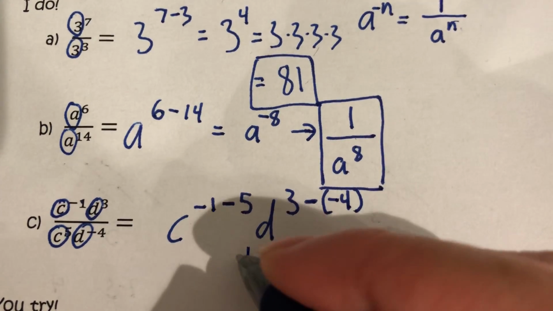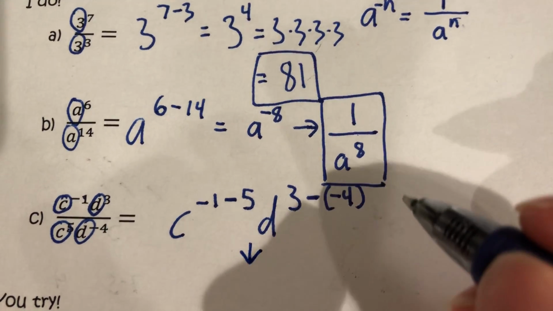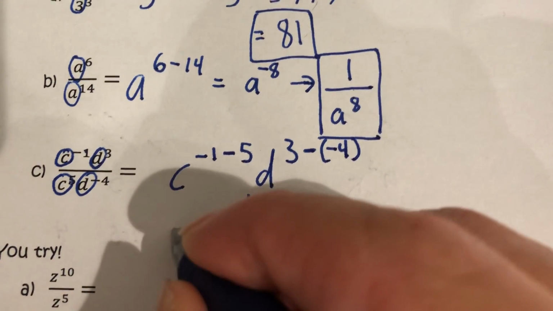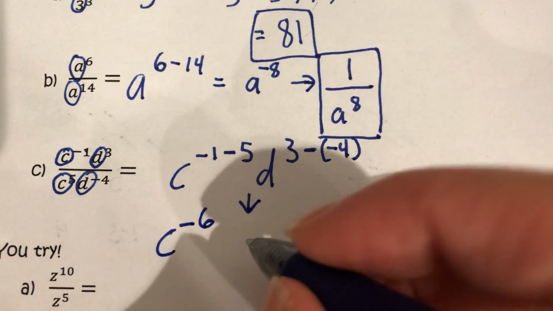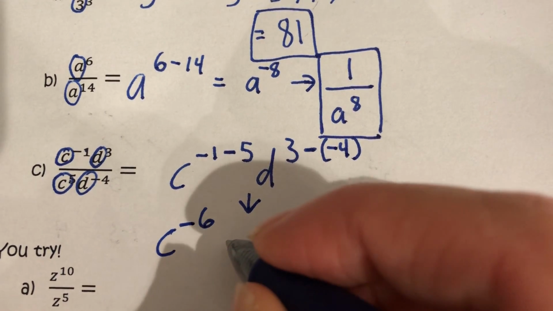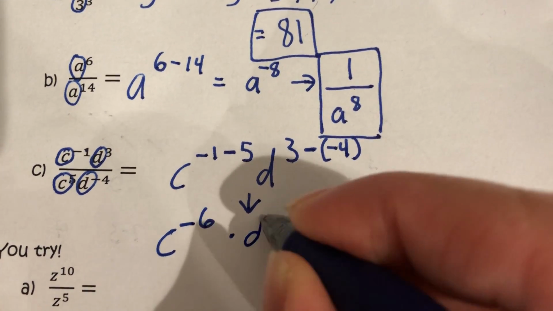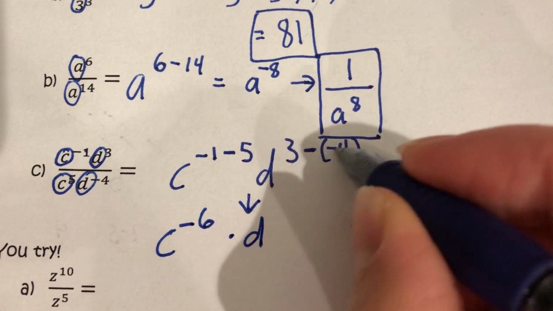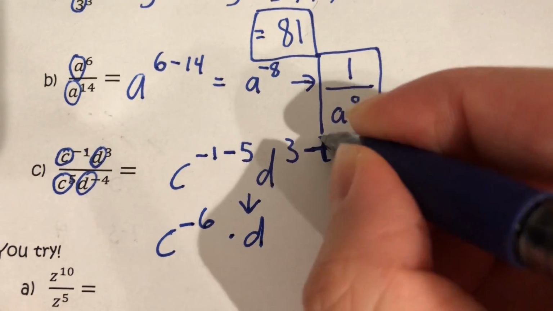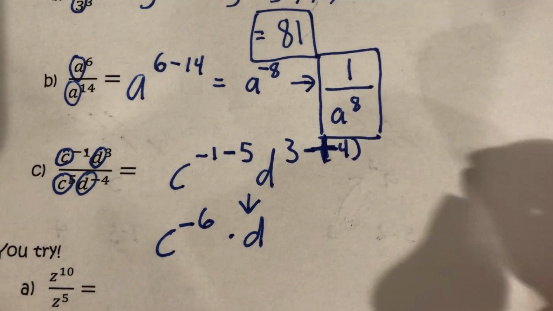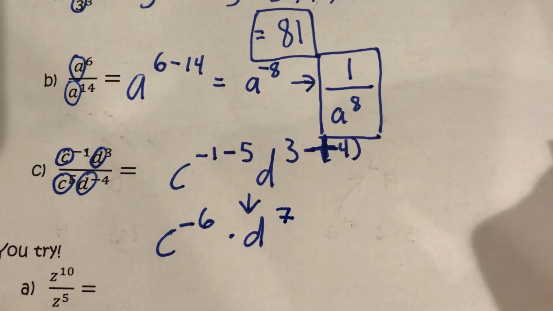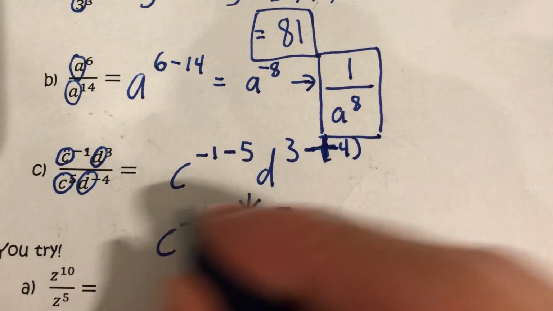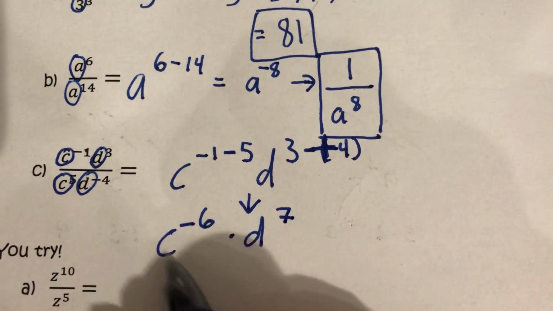Alright, so this simplifies, drawing an arrow down here. This simplifies to c to the negative 6 times d to the 3 minus negative 4. This becomes an addition sign because they're both negatives. So I have 3 plus 4, that's d to the 7th. Alright, so this would be my final answer, except what's wrong?